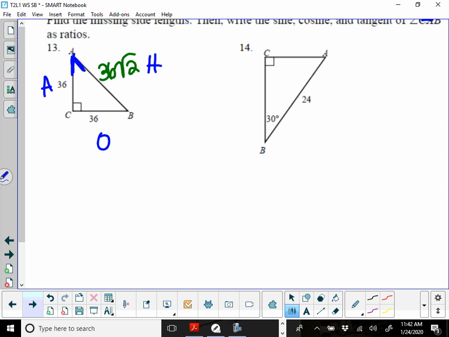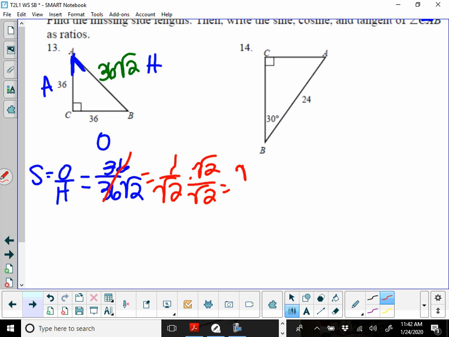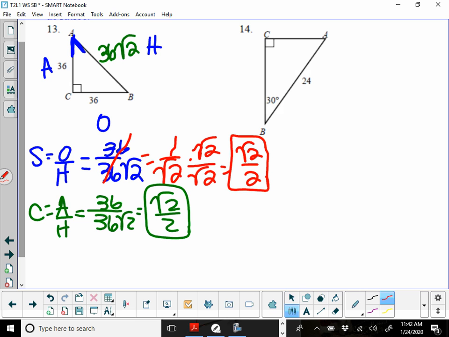All right, this time they want you to find all 3. All right, so sine is opposite over hypotenuse. So the opposite would be 36 over 36 square root of 2. Okay, this is as complicated as it'll get. 36's cancel out, and you do have to rationalize. So your sine is the square root of 2 over 2. All right, cosine is adjacent over hypotenuse. Well, guess what? Adjacent is 36. Hypotenuse is 36 square root of 2. So I'm going to skip all that, and I know my answer is going to be the square root of 2 over 2. And then for tangent, opposite over adjacent, which is 36 over 36, which is 1.